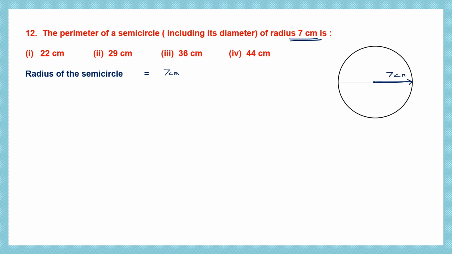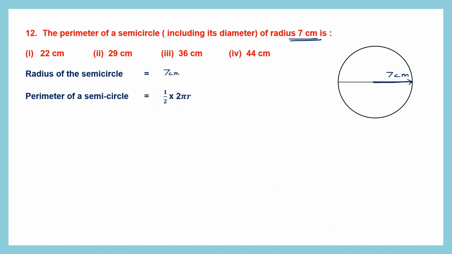This is the radius. Then the perimeter of a semicircle, this is the formula: half into 2 pi r. Why is it half? Because the perimeter of a circle is 2 pi r, that is the circumference. Circumference and perimeter are the same. Now 2 pi r is the perimeter of a circle. So semi means half of this. That's why we say half into 2 pi r.